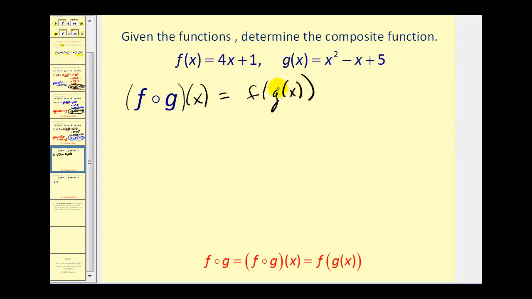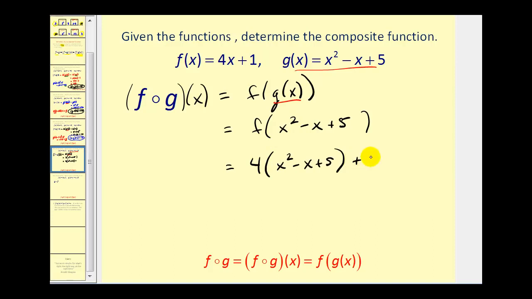Notice there's no x value to input into g, so the only thing we can really do is replace g of x with x squared minus x plus 5. So we need to determine f of x squared minus x plus 5. So if there's no value to input into g, we have to replace g of x with the entire function. So now wherever we see an x in f, we'll replace it with this entire expression. So instead of 4x plus 1, we'll have 4 times the quantity x squared minus x plus 5 plus 1.